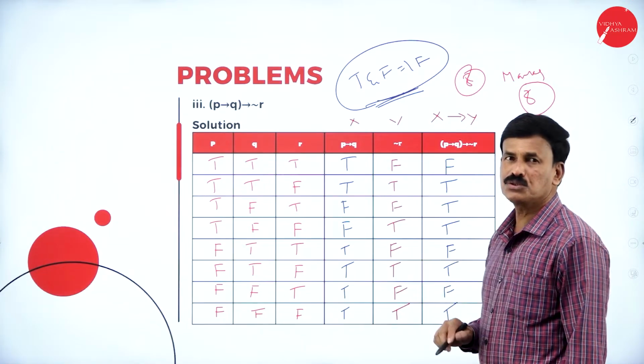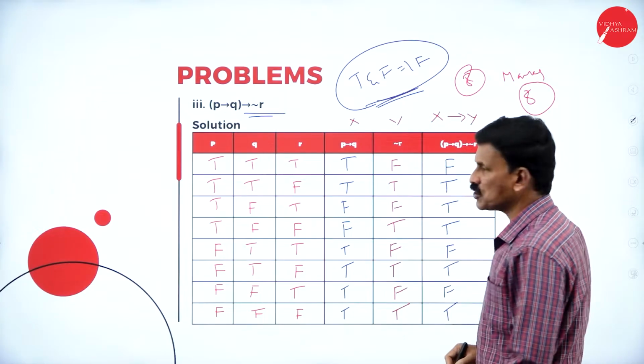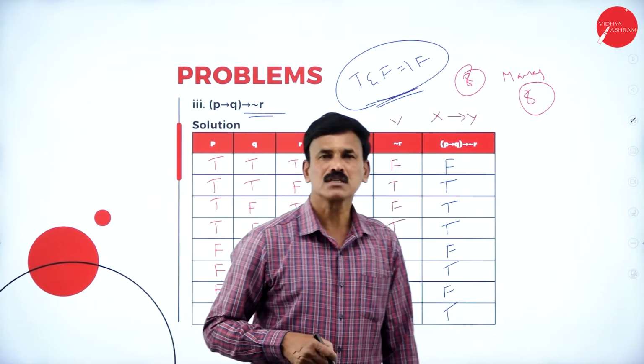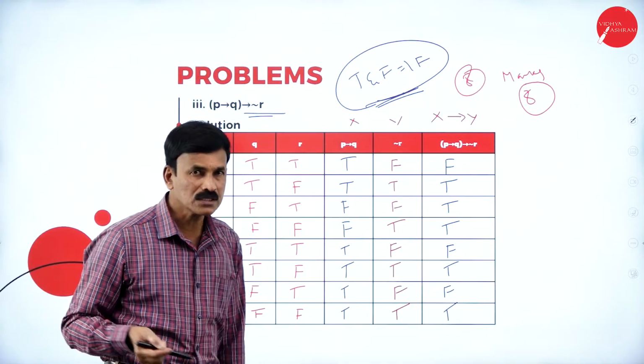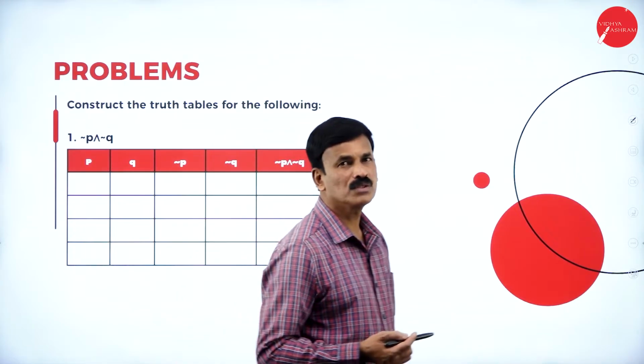This is the truth table for the given compound proposition. This is also neither a tautology nor a contradiction. That's it. Hope you followed. That's all. Now, hope you got an idea of how to construct the truth table. Let me take one more problem. Let us take another set of problems.